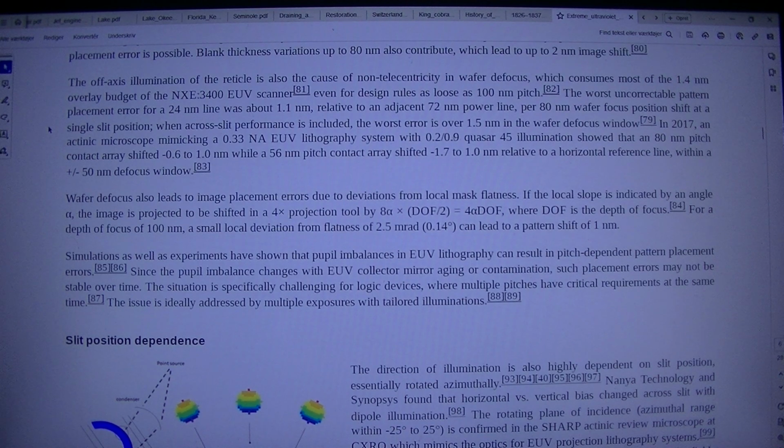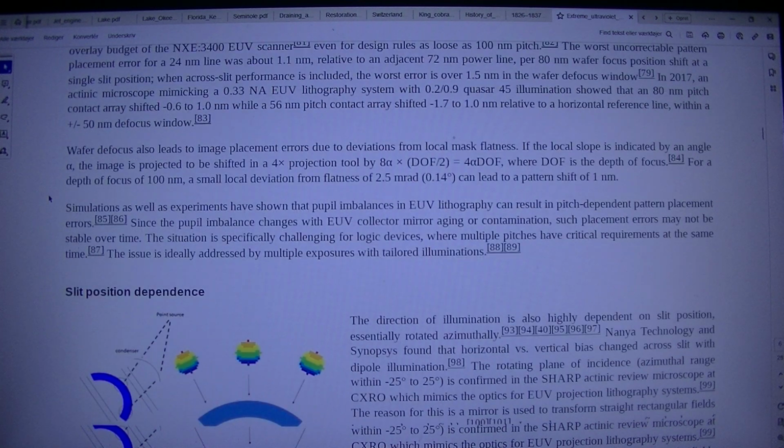79. In 2017, an actinic microscope mimicking a 0.33 NA EUV lithography system with 0.2/0.9 quasar 45 illumination showed that an 80 nm pitch contact array shifted -0.6 to 1.0 nm while a 56 nm pitch contact array shifted -1.7 to 1.0 nm relative to a horizontal reference line, within a ±50 nm defocus window. 83.